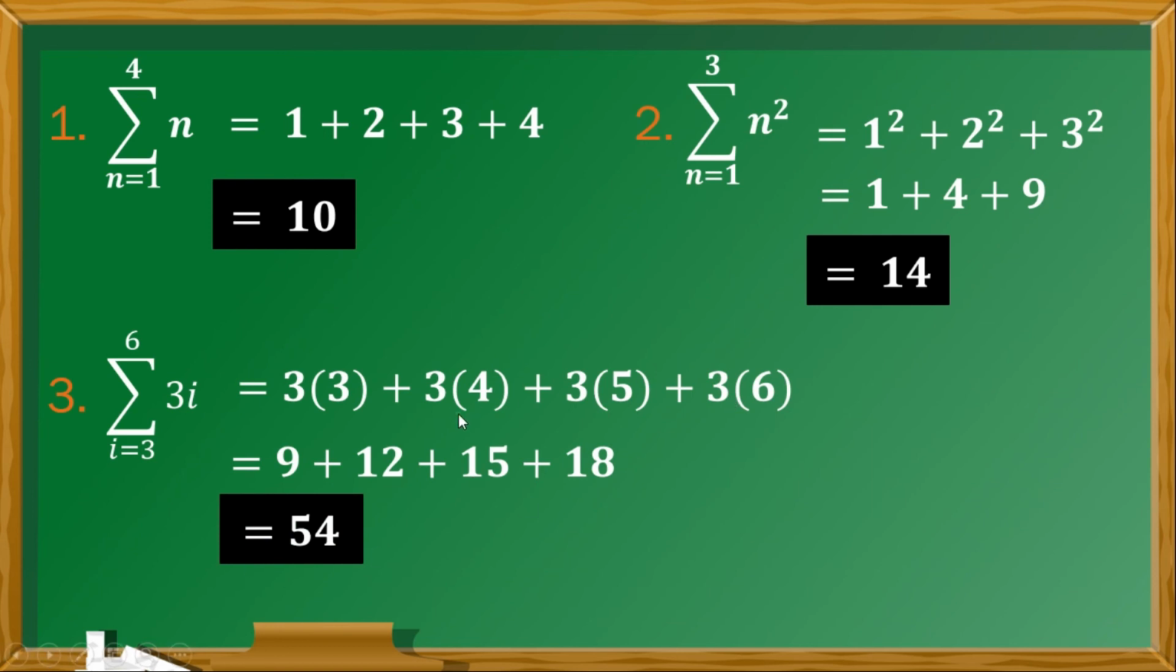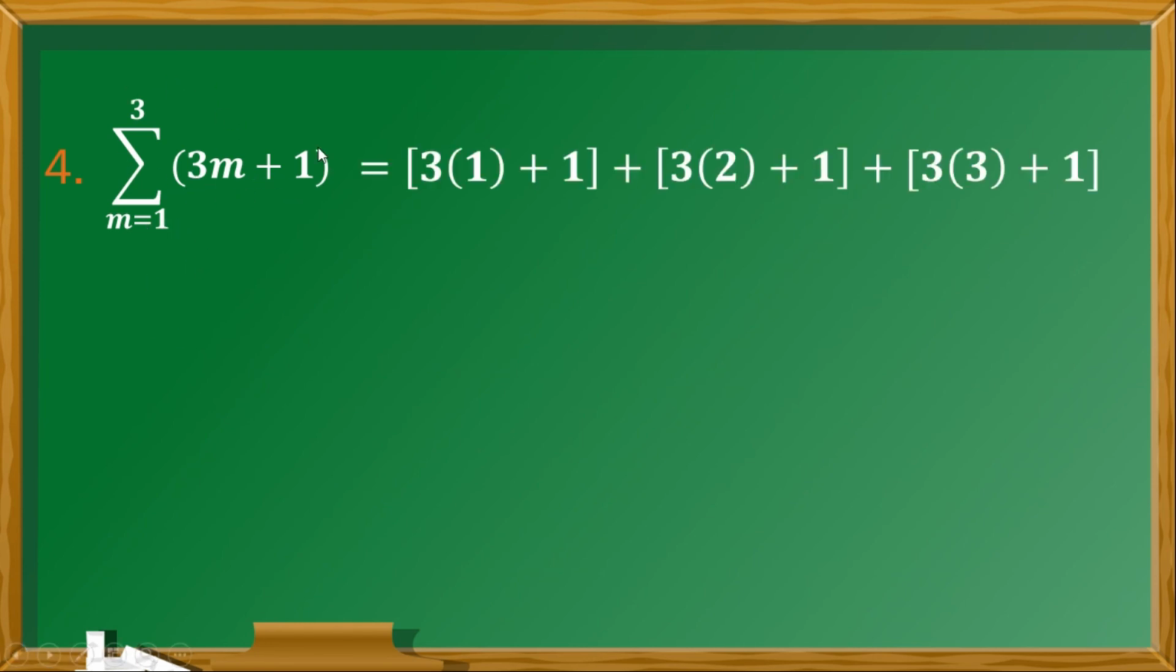Okay? So for our last example, the summation of the quantity 3 times m plus 1. Mag-i-start tayo sa 1 at mag-i-end tayo sa 3. Ang papalitan lang natin dito ay yung m. So, substitute natin. Una, 1. Ayan, makikita nyo, 3 times 1 plus 1. Sunod, yung 2. 3 times 2 plus 1. Sunod ay yung 3. Doon mag-i-end yung ating number. So, 3 times 3 plus 1.